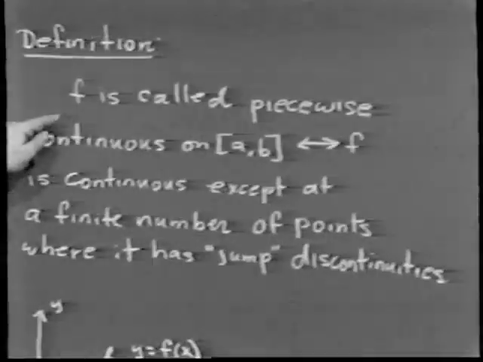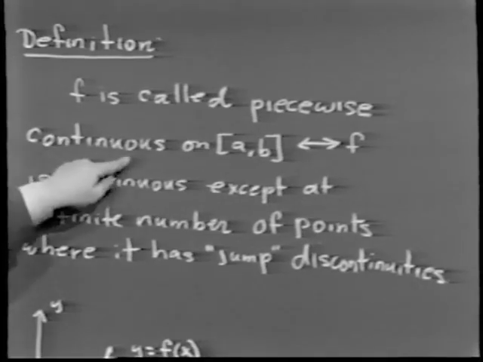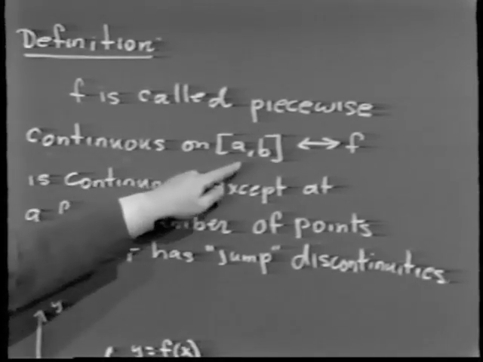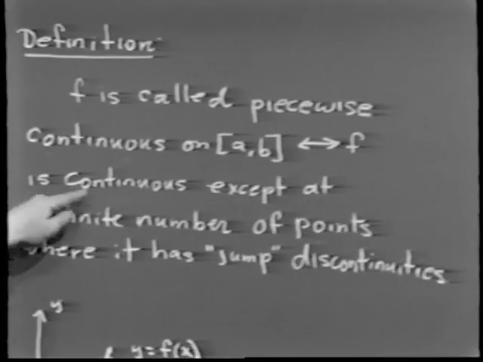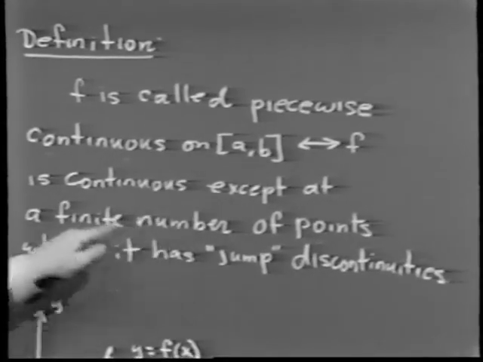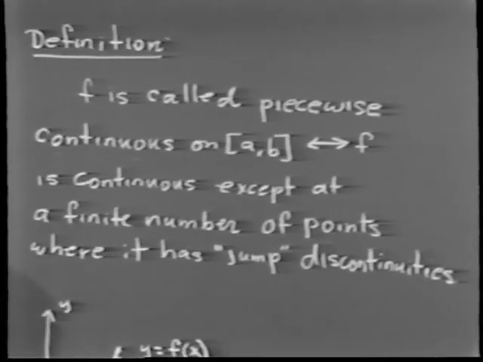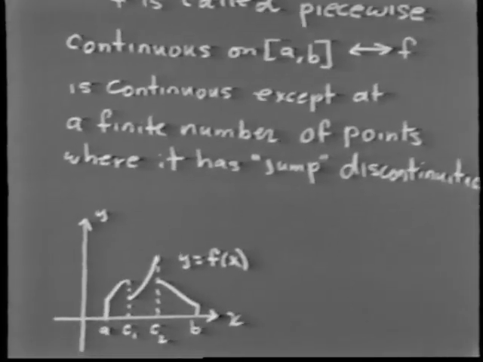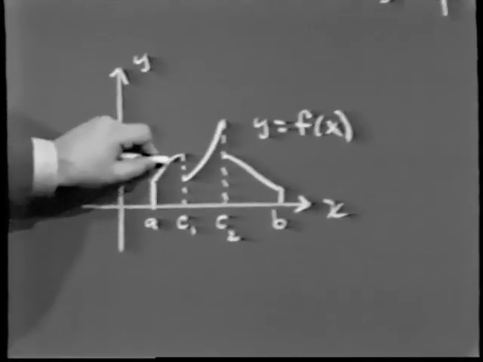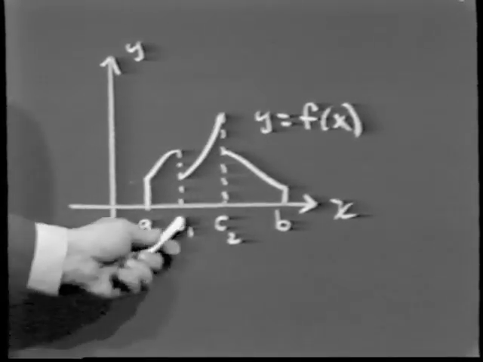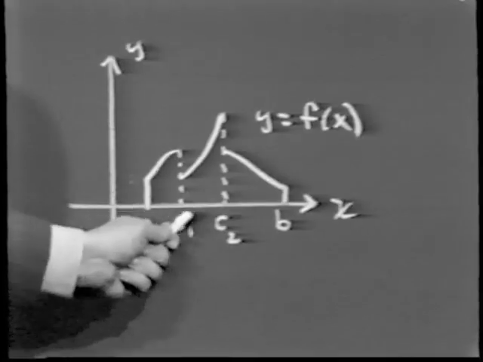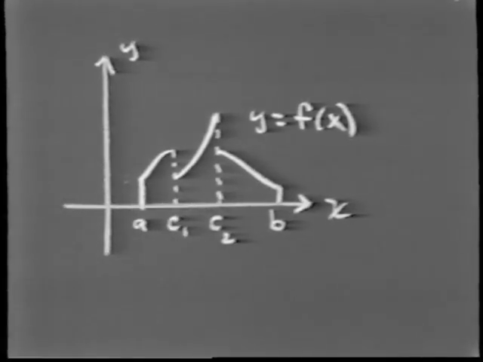Let me give you a definition here. F is called piecewise continuous on the interval from A to B if and only if F is continuous except at a finite number of points where it has jump discontinuities. For example, in terms of this particular diagram, notice that my curve y equals f of x is discontinuous at a finite number of points, namely at C1 and C2, 2 points.